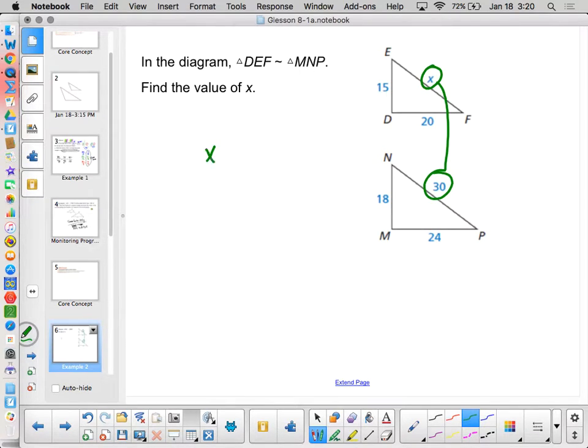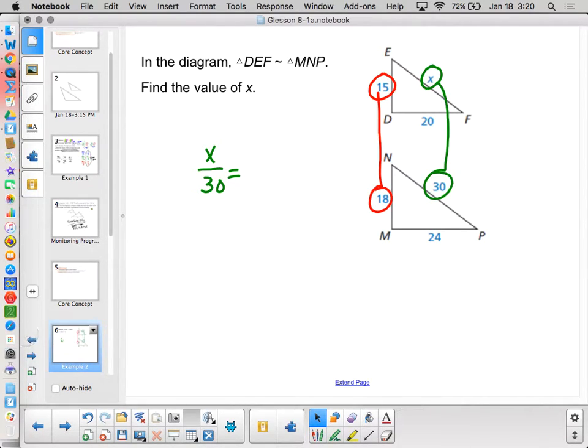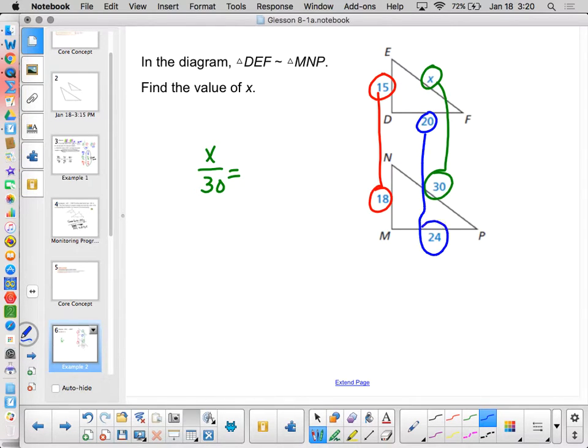Okay? So x over 30 equals, and then I can pick which pair of sides I want to go with. I could go with the 15 corresponds to the 18, so I go 15 over 18. Or I could go equals 20 over 24. I don't have to use both, I just have to pick one. I'm going to go 15 over 18 because those are slightly smaller numbers. Now, I could cross multiply and solve right now, but my numbers are going to get pretty big because 15 times 30 is 450. That's not so awesome.